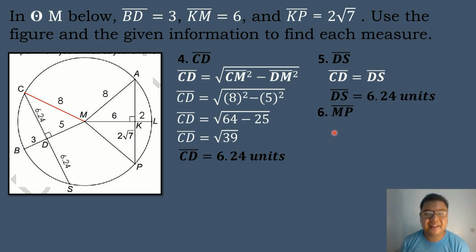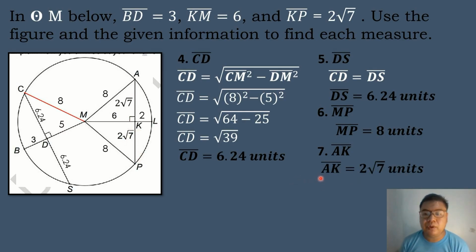And then next, let's have number 6. We will find the measure of segment MP. Segment MP is a radius, so the measure of segment MP is equal to 8 units. Next, let's have the measure of segment AK. The measure of segment AK is also equal to the measure of segment KP. The measure of segment KP is equal to 2 square root of 7. So the measure of AK is equal to 2 square root of 7 units.